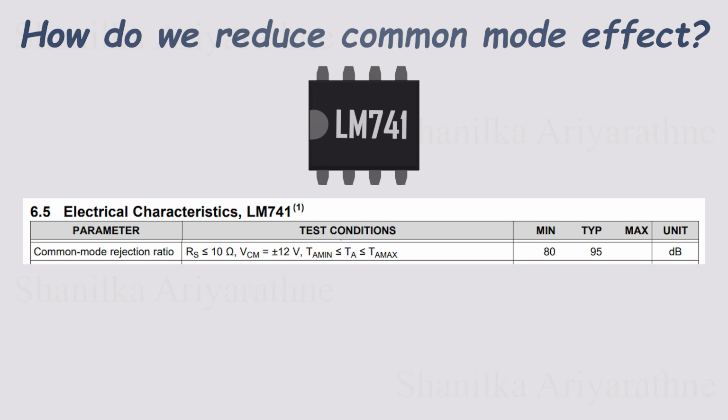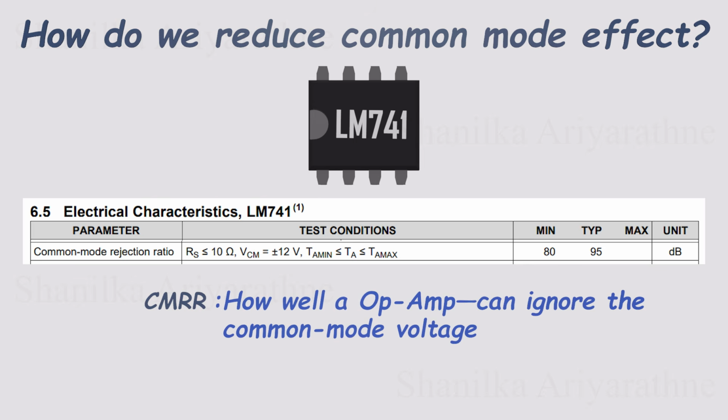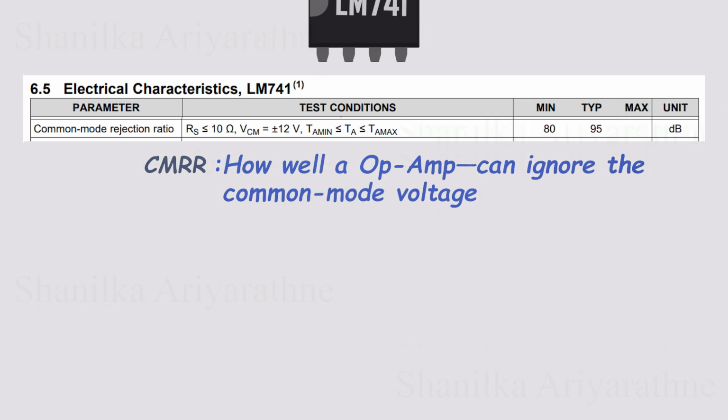To measure how well a differential amplifier, whether it's inverting, non-inverting, or a difference amp, can ignore the common mode voltage, engineers use a parameter called the common mode rejection ratio, or CMRR. On the datasheet, you'll usually see two values listed, the minimum CMRR and the typical CMRR, both expressed in decibels. These numbers tell you how good the op-amp is at rejecting unwanted common mode signals, but only when the device is operating within its recommended limits. So what does that actually mean?